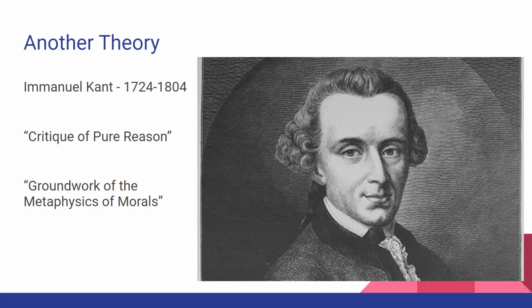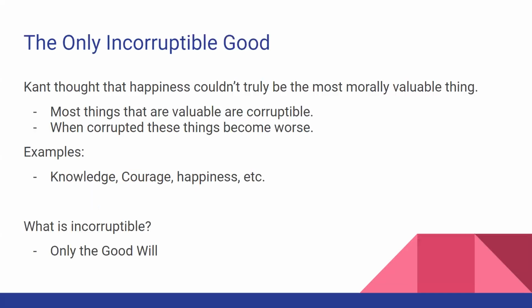Very fascinating guy. But for our purposes, the Groundwork for the Metaphysics of Morals is the underlying theory to his entire moral framework for thinking about how we ought to act and live our lives. And this Kantian theory is often called deontology, or just Kantian ethics for short. Now, Kant thought that ultimately happiness, pleasure, even Aristotle's idea of flourishing can't really be the thing that matters most morally in the end.